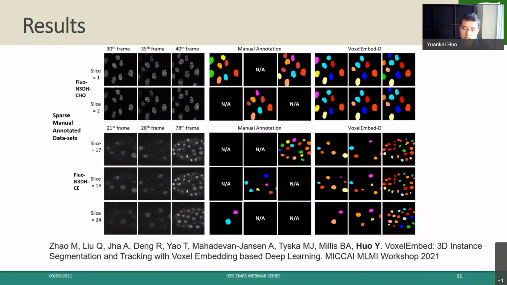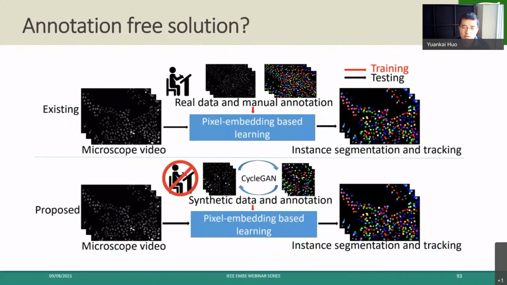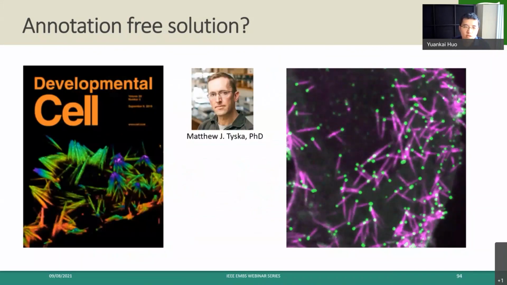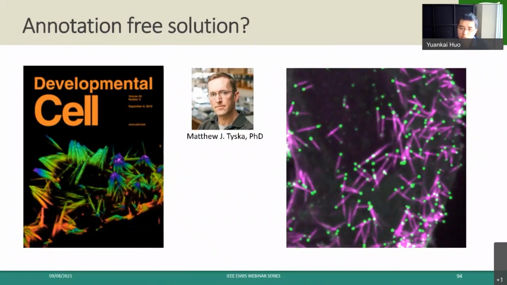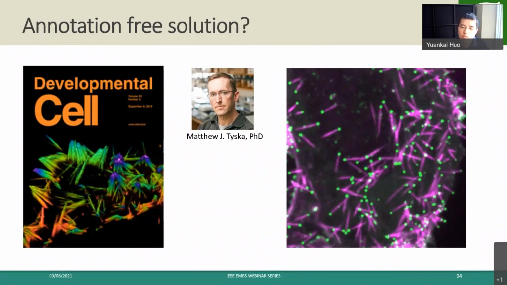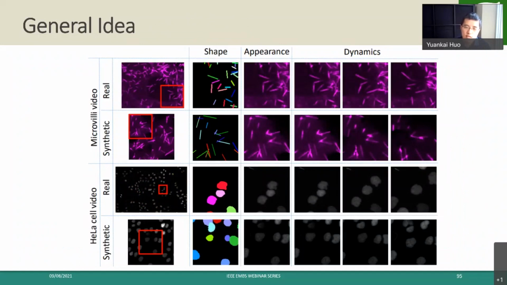Okay, now we can use the sparse annotation. So the next question is, can we go one step further? Can we do this in a purely unannotated way to get the instance cell segmentation and tracking results, which avoids the manual annotation? The motivation is from our collaborators, who want to segment and track all these microvilli. Microvilli is a very important subcellular structure related to our nutrition absorption. So our idea is, can we disentangle the cellular image into three different parts: shape, appearance, and the dynamics? The shape means the mask, basically.